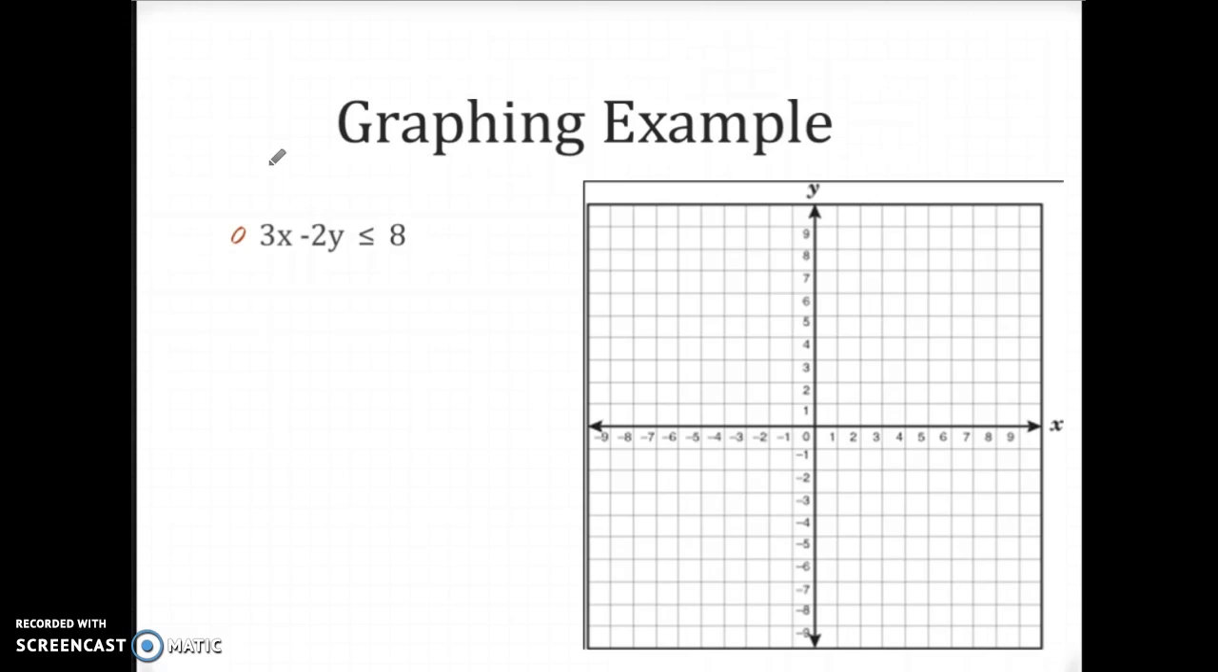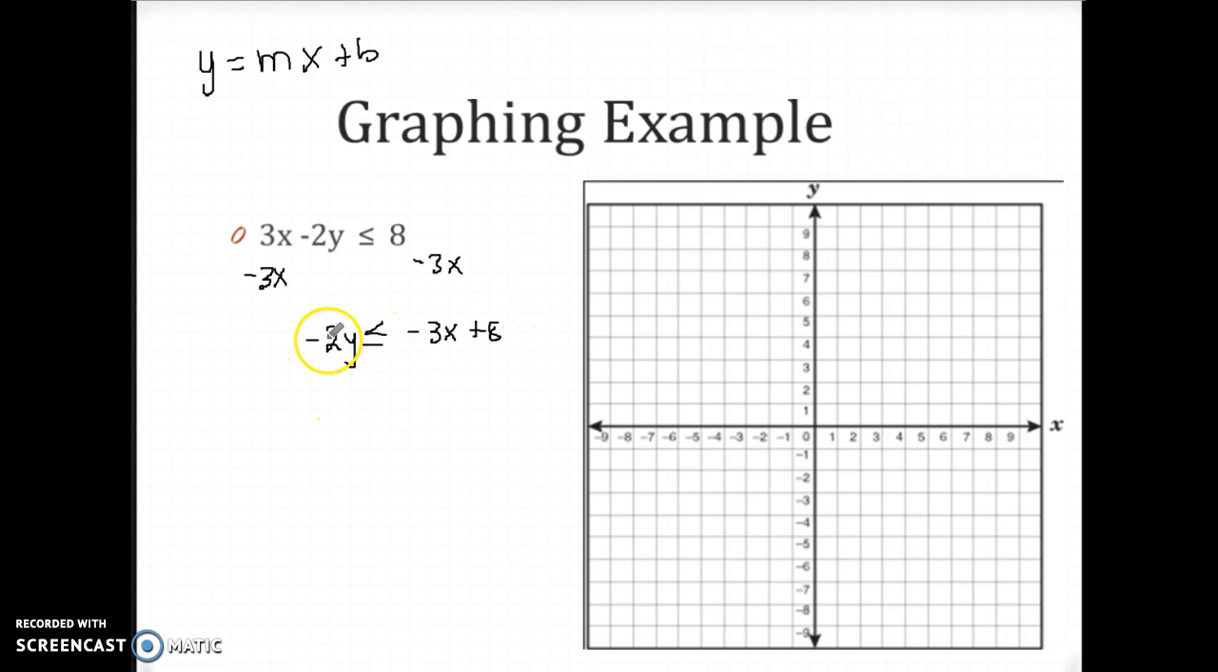One more example. This equation is not in slope-intercept form. So one thing you could do to help you with graphing is to rearrange this equation into slope-intercept form. Again, slope-intercept form looks like this: y equals mx plus b. So I want my x term to be on this side of the equation. I would subtract 3x on both sides and get -2y is less than or equal to -3x plus 8. I just flip-flop the order of these two because I want my x term first.